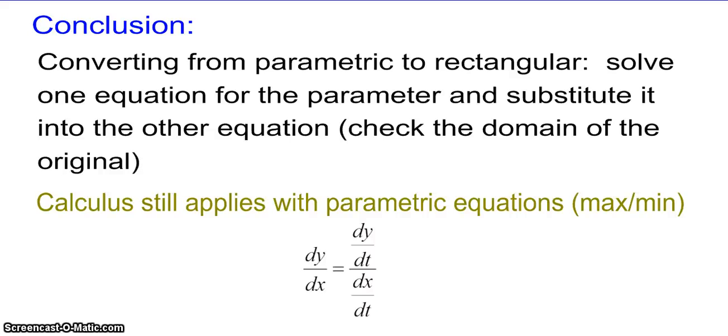So in conclusion, we know how to convert parametric equations to rectangular and back and forth. Don't forget to check the domain. That didn't come up in our problems today, but we want to keep that in mind. And also now we have seen how calculus can still apply by finding maximums and minimums for the specific variables in the parametric equation.